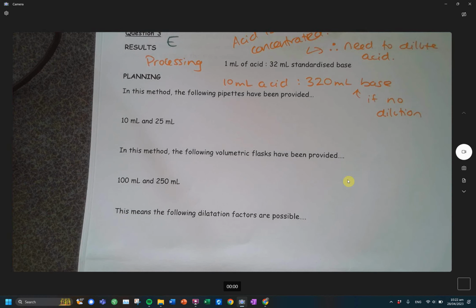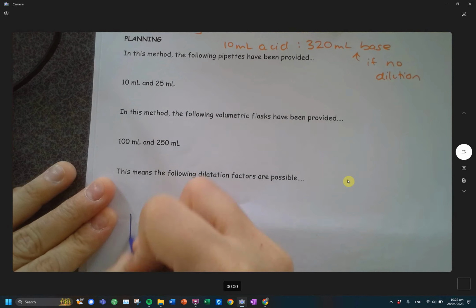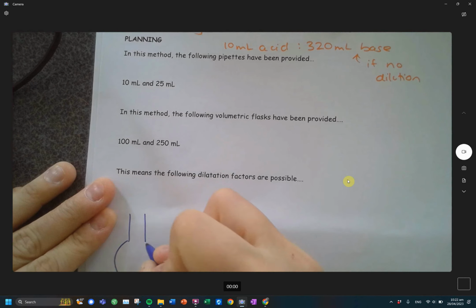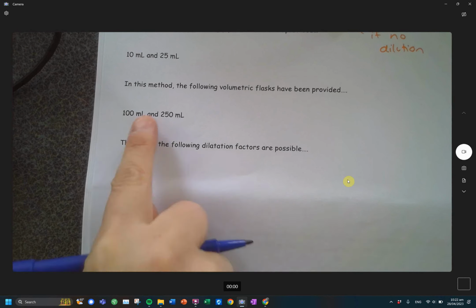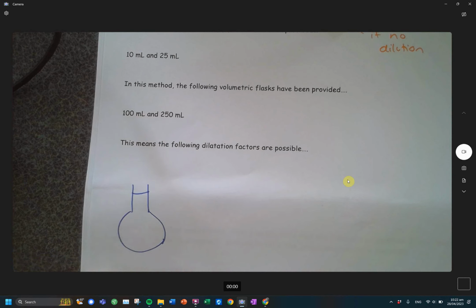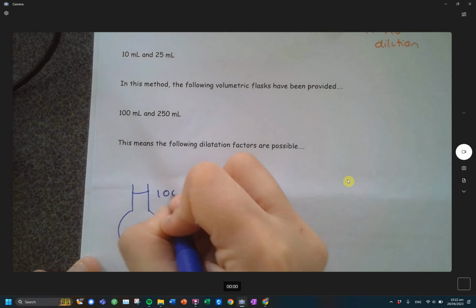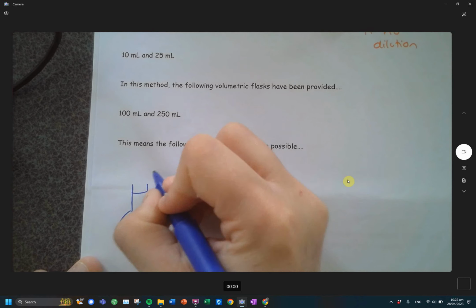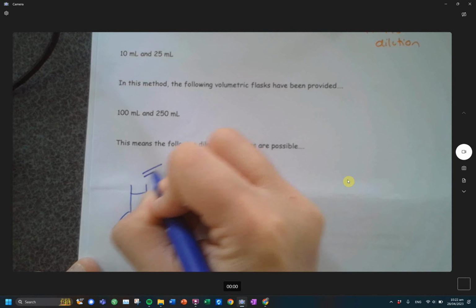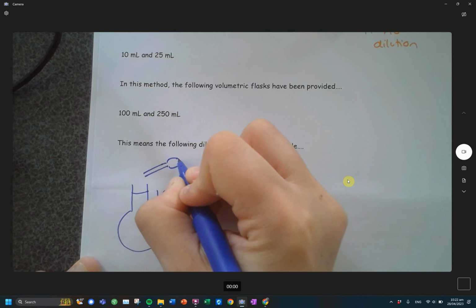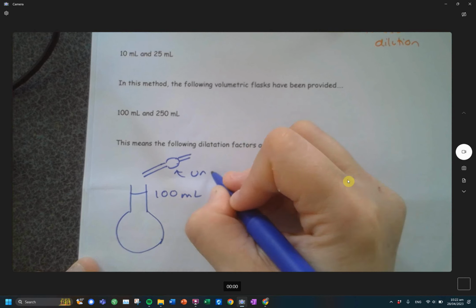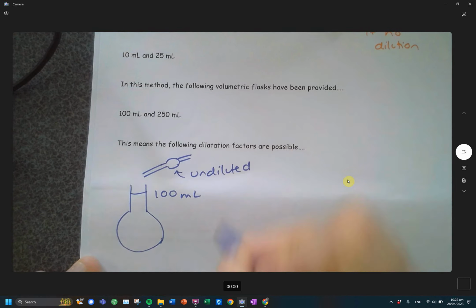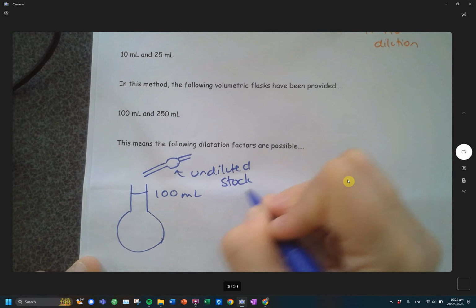All right, so what we are thinking about is I have a flask, and it's a round bottom flask, and it's up to a certain measuring. So we have one that goes to 100 and one that goes to 250. Let's say, for example, I'm using my 100 ml. And then we're also thinking about the pipette that we are using to add my undiluted stock, which in this case is the acid.